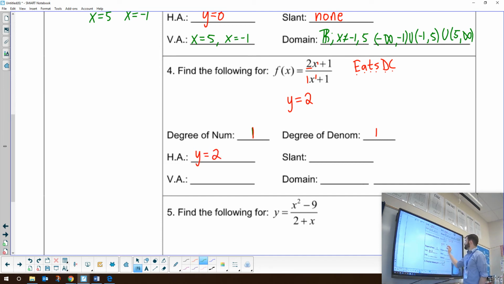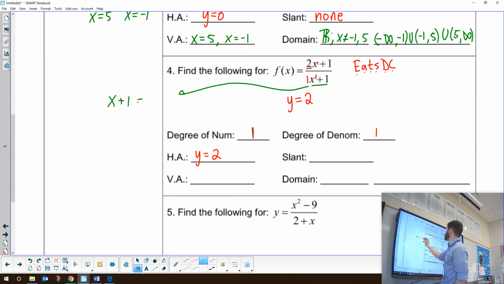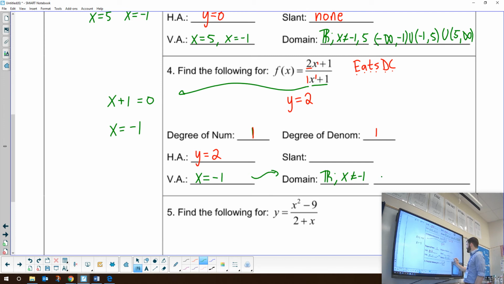Then we're going to take my denominator off to the side, set it equal to 0. We'll have x plus 1 equals 0. So we have a vertical asymptote of the opposite, x equals -1. That's going to tell me what my domain is. So I have all real numbers except x can't equal -1. It's going to be -infinity to -1, union -1 to positive infinity. And I forgot to write that I do not have a slant asymptote.